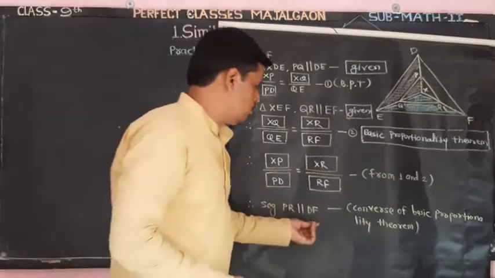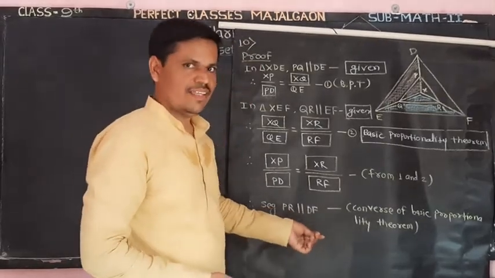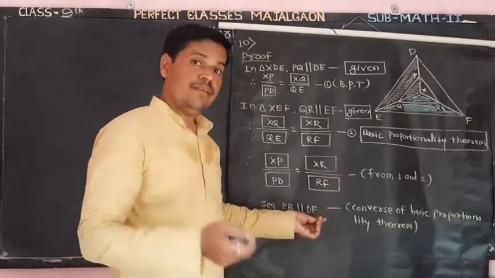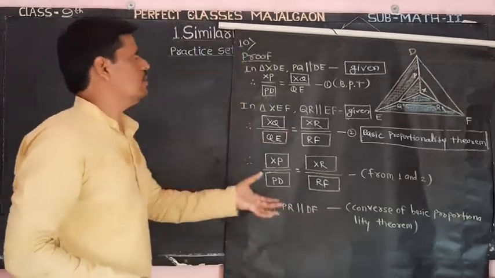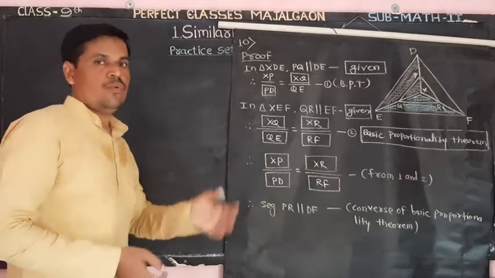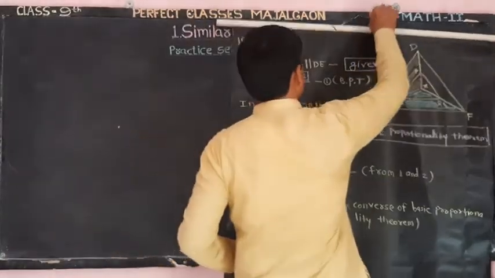In our textbook, they have given DE, but this is not DE. This is a print mistake in our textbooks. That's why you may write DF. This is question number 10. Now we see question number 11.